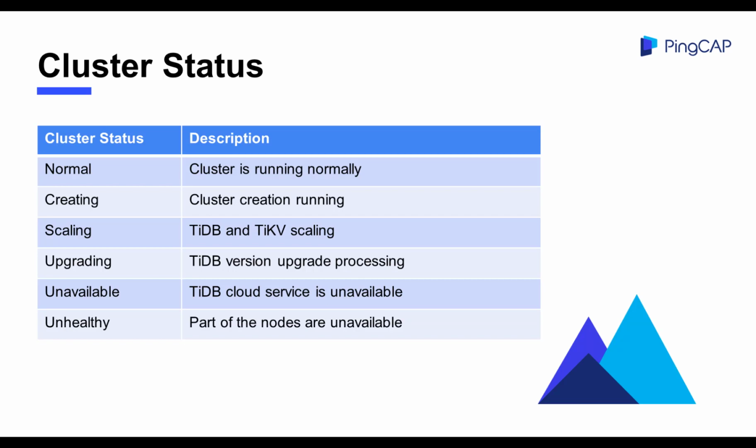Upgrading, during a TiDB version upgrade. Unavailable, TiDB Cloud service is unavailable. And unhealthy, part of the nodes are unavailable.